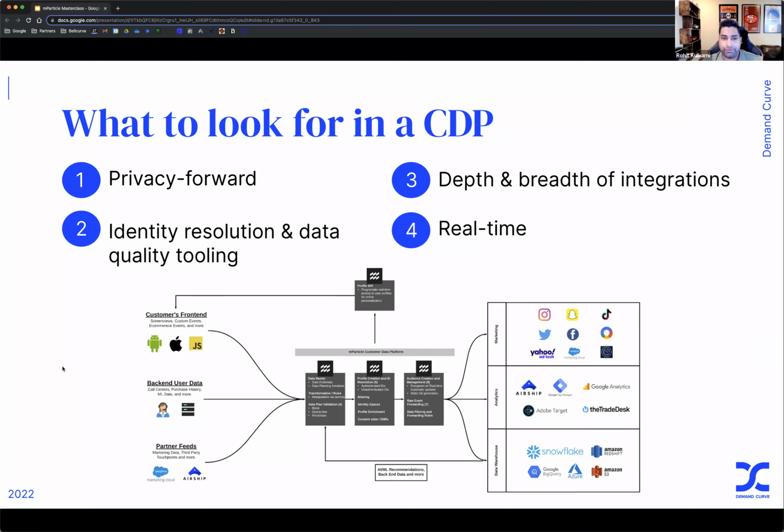So these are kind of the four things that you want to look for in a CDP, and really any time you want to look at a solution that will help build this foundation. So first and foremost is this privacy forward approach. We talked about this at length earlier, right? That the world is evolving when it comes to privacy, and an example is you'd want a system that doesn't just simply keep opt-in flags as user attributes.